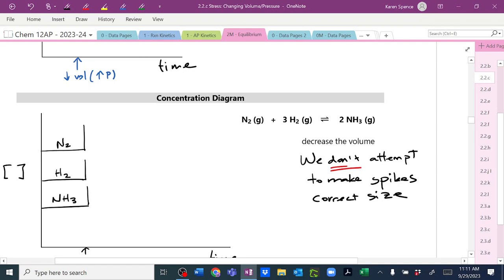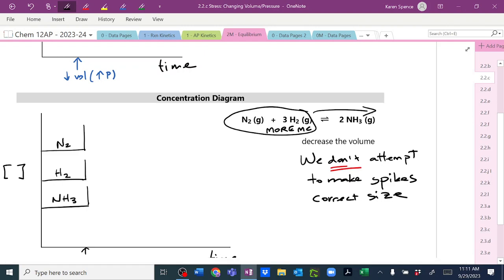Okay, now we shift. This side has more molecules, so are we going to shift towards that side or away from that side? We're going to shift away from that side. So we are going to be making NH3. So NH3 is going to go up.